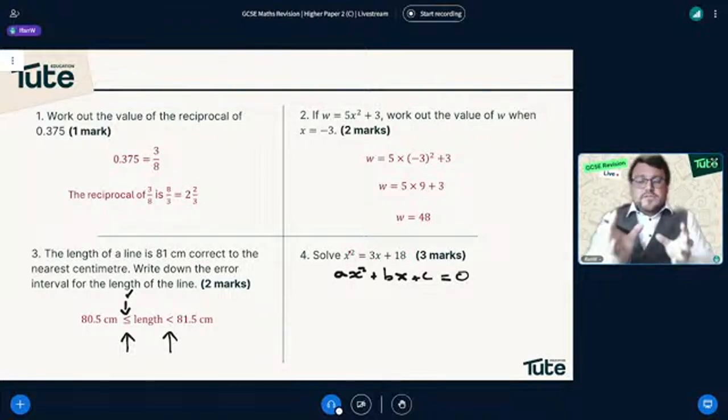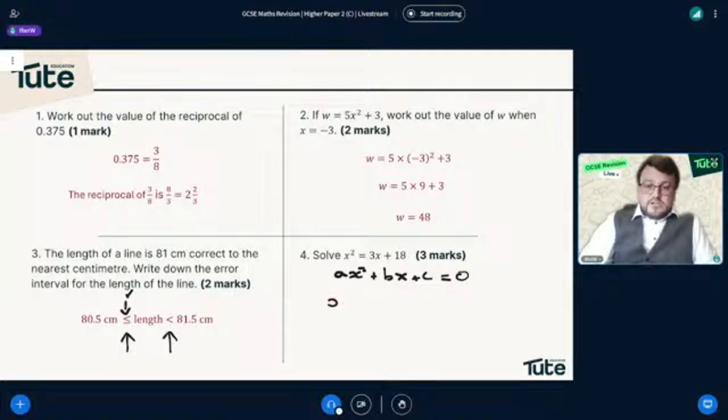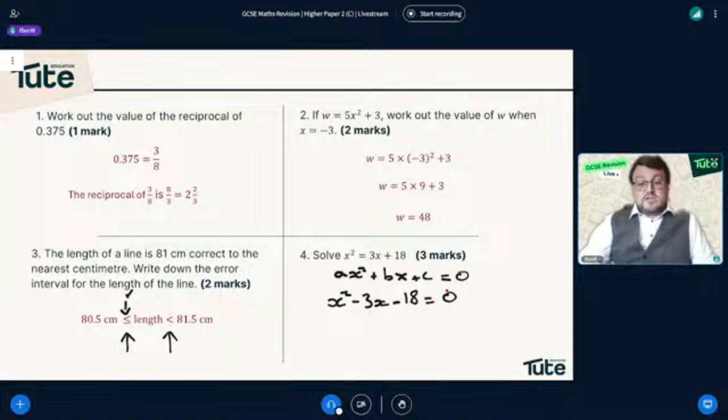So if you're not confident with that shape, then convert it into that shape. Make sure that you do have something x squared plus bx plus c is equal to 0. And how you do that is, of course, you do the inverse. So it becomes x squared. The inverse of 3x is negative 3x, or take away 3x. And the inverse of adding 18 is subtracting 18. And since there's nothing on the right-hand side now, it's equal to 0. And you've got it to that same shape.